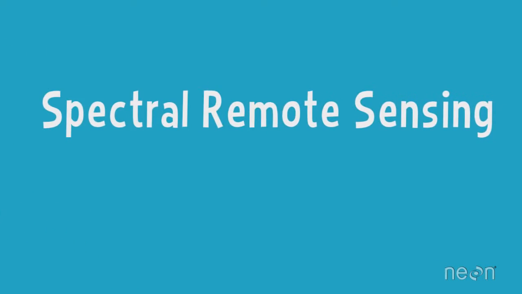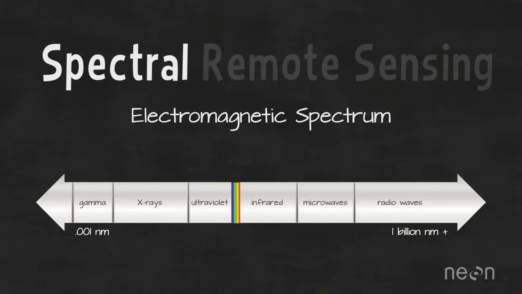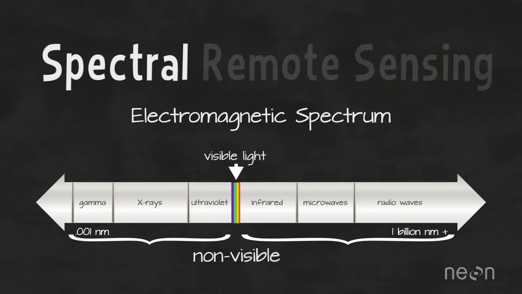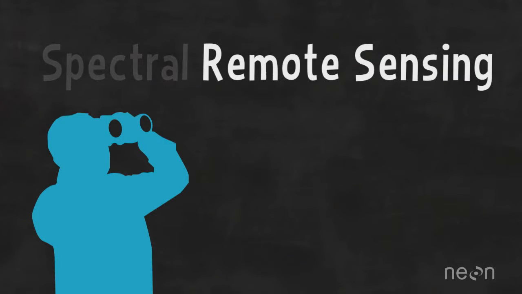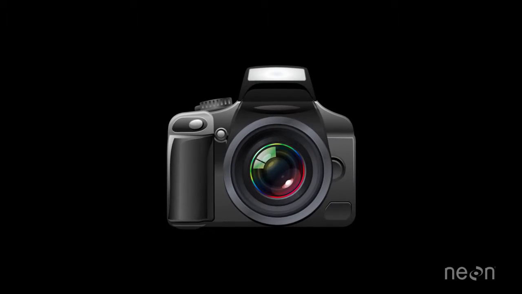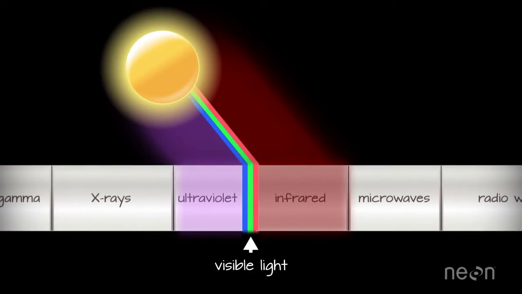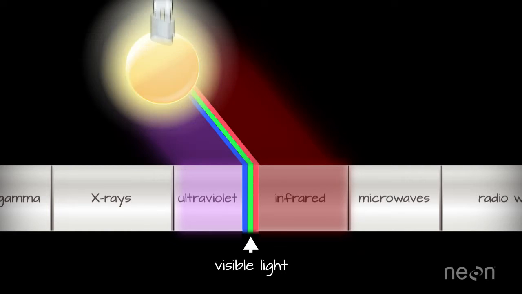If you've ever used a camera, then you know something about spectral remote sensing. Spectral relates to the electromagnetic spectrum, which includes light that is both visible and invisible to human eyes, and remote sensing, which involves measuring the properties of objects without directly touching them. The typical camera that you use measures and records visible light that objects like trees and rock reflect. This light might come from the sun, but it also might come from other sources, like light bulbs.